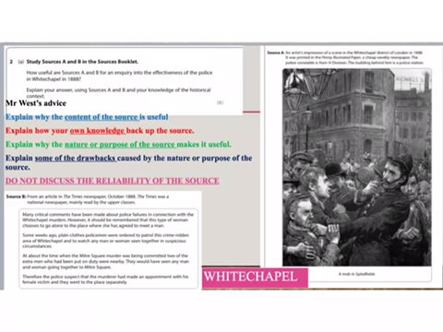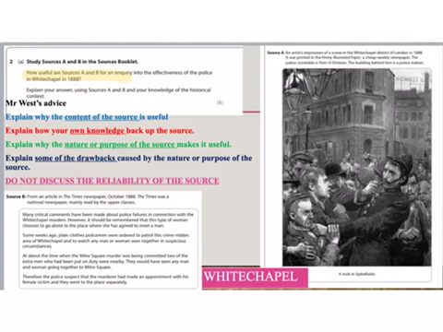Okay, so question 2 here. Now then, this is an 8 marker, and it's the biggest question on the Whitechapel side, and it's certainly the one that potentially could cause a few hiccups, okay? It asks you, how useful are sources A and B for an inquiry into the effectiveness of police in Whitechapel? And always going to be that question stem of how useful are 2 sources for an inquiry into something, okay? That's always going to be there.